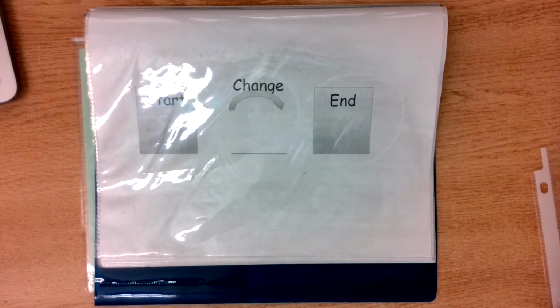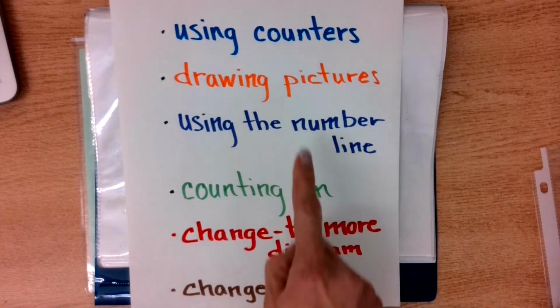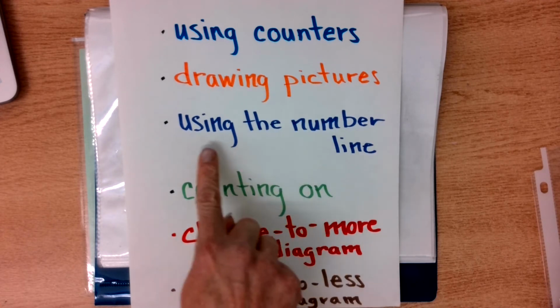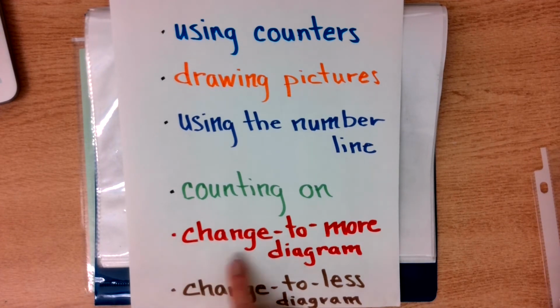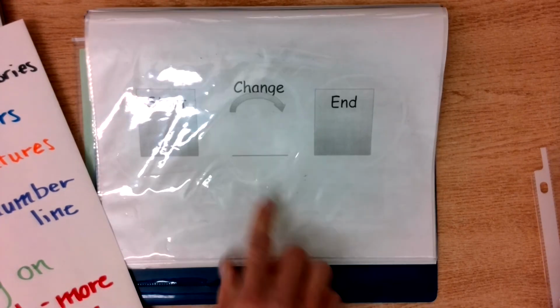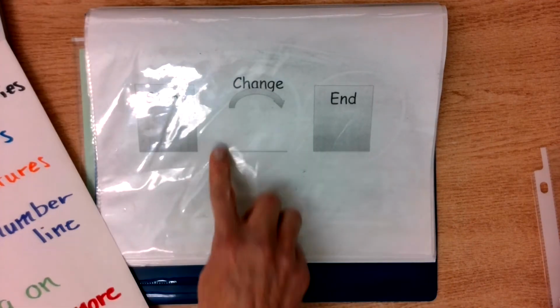Okay, so again, we can use any of these strategies. You can use counters. You can draw pictures. I drew dots, right? That's drawing pictures. I could have used my number line. I could have counted on. I think I did that in the first one or second one. Say the bigger number and then add the rest. Or say the number that's there and then add the rest. Change to more diagram. That's what this is. I use change to more when you put a plus sign. Change to less, we use that when we did a minus sign.